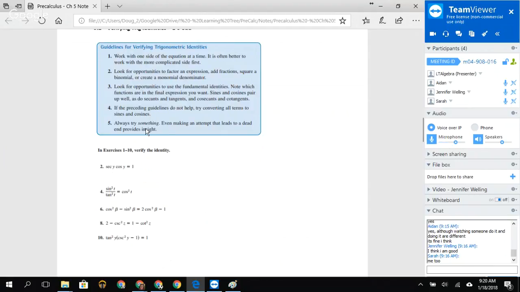I agree with that. And then step 5, always try something. Even making an attempt that leads to a dead end provides insight. So I just thought that was funny for a math book to have that listed out like that. But it's true. When you're in these kind of sections where you're just looking at identities or expressions, it's really just kind of a puzzle of, okay, how can I change what trig terms I have and use identities that I know to turn it into something else.